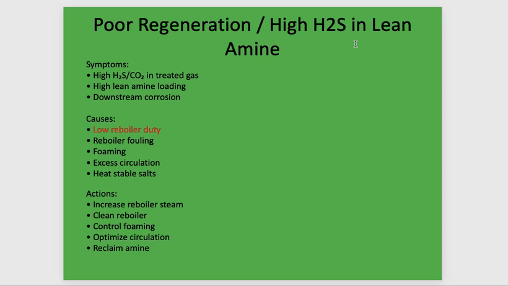So to cure this problem and adjust this situation, you have to increase the reboiler steam, clean the reboiler in the nearest shutdown, control your foam by injecting anti-foam for half an hour, optimize the circulation, don't go more than the design flow, and reclaim the amine. Okay, these are the suggestions to clear this situation. So you take it step by step. The first step is to adjust the steam ratio and send a sample to the laboratory. Okay, so you adjust it, and go step by step through the slide.